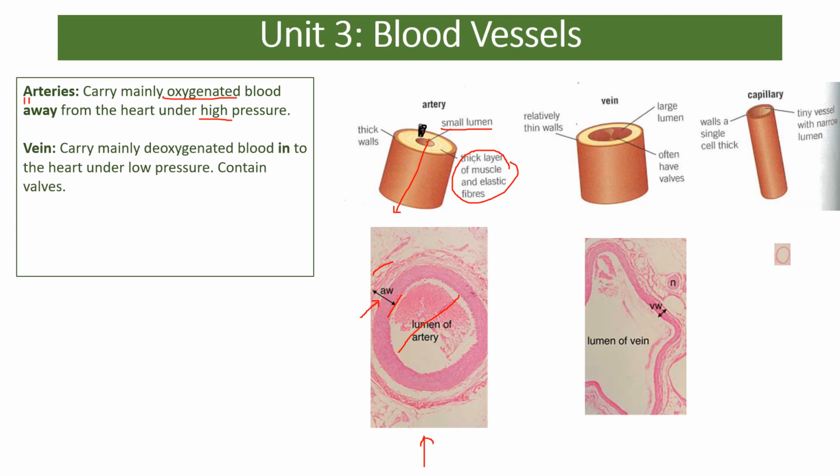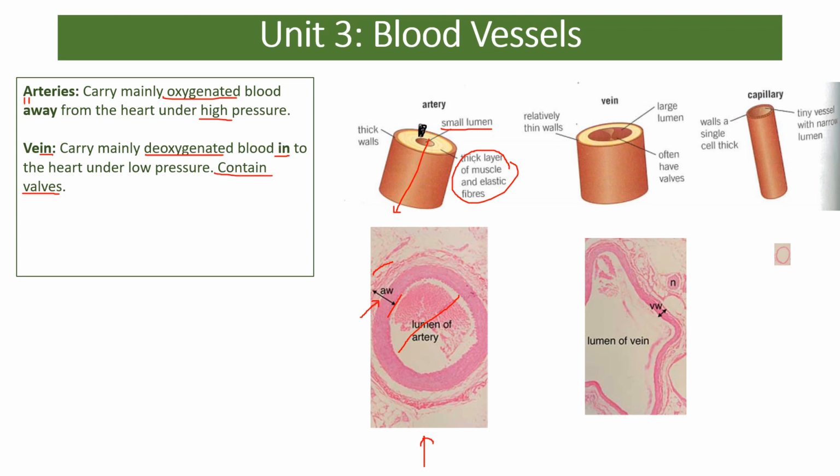The vein always carries blood that is mainly deoxygenated, so it's used the oxygen up in respiration, and it's returning to the heart, so it goes into the heart. If you remember, vein has the word in to it, and it goes back into the heart under low pressure. Another thing you need to know about veins is that they contain valves to stop the backflow of blood.